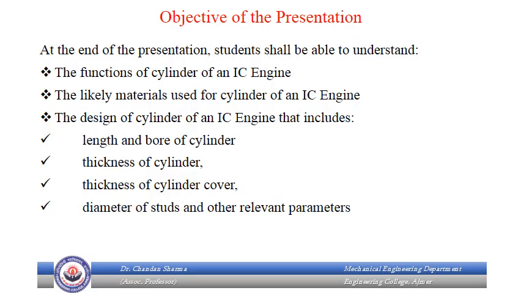At the end of this presentation, students shall be able to understand various functions of cylinder in an IC engine, the likely materials for cylinder of an IC engine, and finally design of cylinder of an IC engine that includes determination of length and bore of cylinder, thickness of cylinder wall, thickness of cylinder cover, diameter of studs and other relevant parameters.